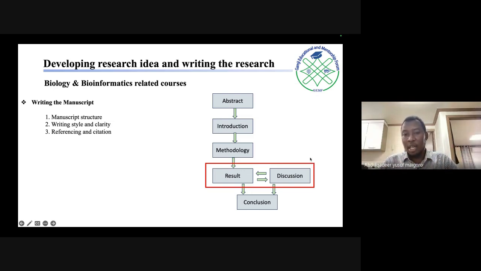That's why I put this kind of thing. And remember, when you are dealing with a review, sometimes you don't need a conclusion. And again, sometimes you can interchange the position of methodology and result. One can come first and the other one can come last, depending on the journal. So while writing a manuscript in biology-related courses, you must check the journal structure first, and then you start drafting your manuscript.